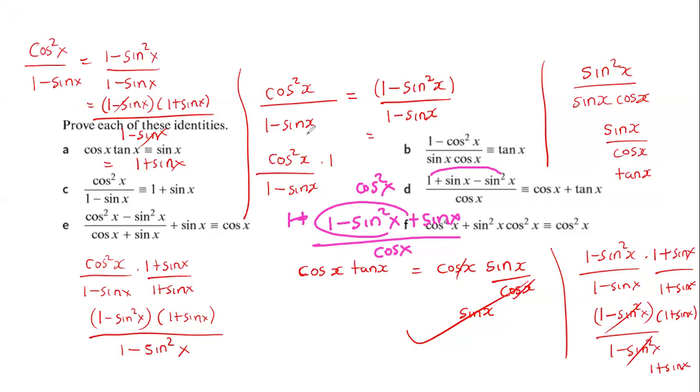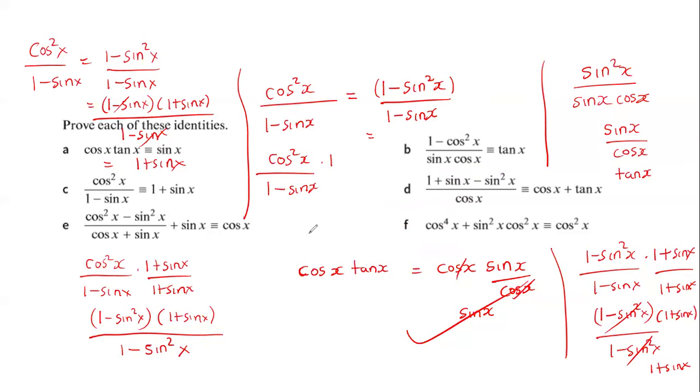Okay, part F. I want to go through part F. Part F, good. We have cos power 4x plus sine squared x cos squared x is equal to cos squared x.